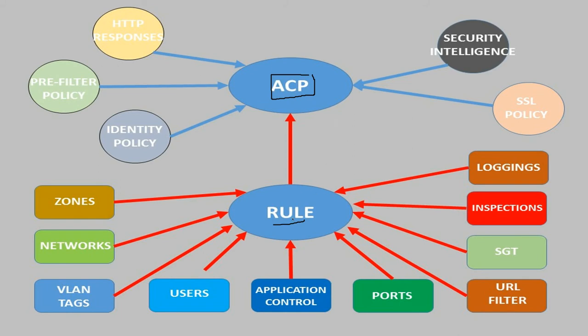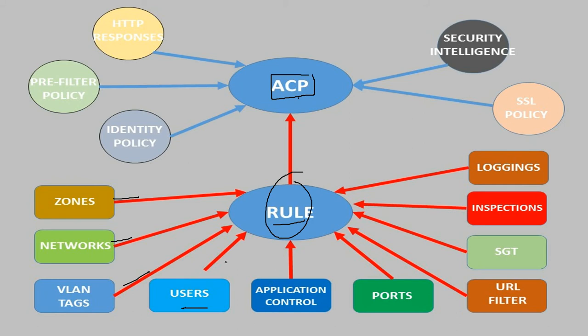And also the rule is not actually applied in the access control policy. The access control policy has several rules, either one or more. So what can I apply in the rule? In the rule, I can apply zones. Great. With the rule, I can apply networks, VLAN tag, users.